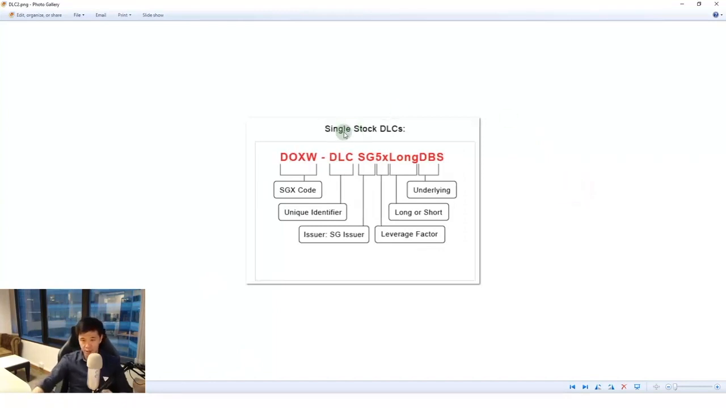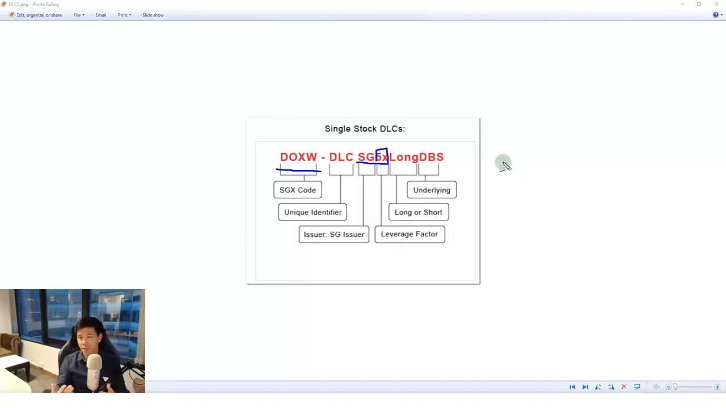Now this is like a single stock DLC. What it basically means, let me see if I can put out a little pen to draw for you, right, is that this is the SGX code, right? The key thing that you need to look at really is this part here, right? How many times is the leverage factor? It means that if in this case we're looking at DBS, and DBS rises, right? This DLC will replicate that rise almost 5 times, right?